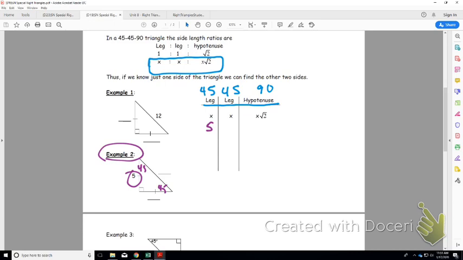This is isosceles, right? So what's the other leg? 5. It's also 5. And then the hypotenuse would be what? Look at your ratio. 5 square root of 2. And there's your hypotenuse. So think about your table as you're just subbing in. Once you have that x value, then you're just subbing that value in wherever you see the x. Okay? All right. Let's take a look at example 1.